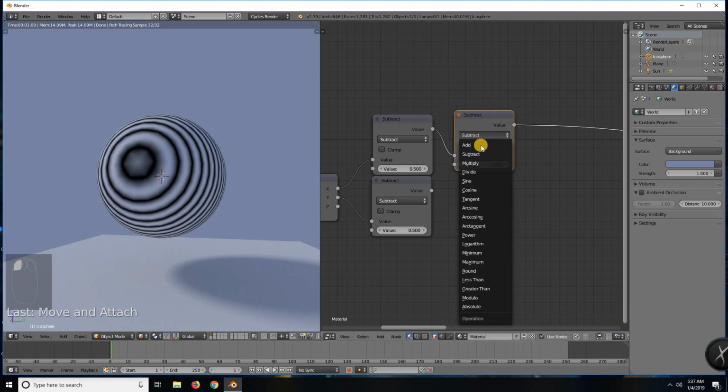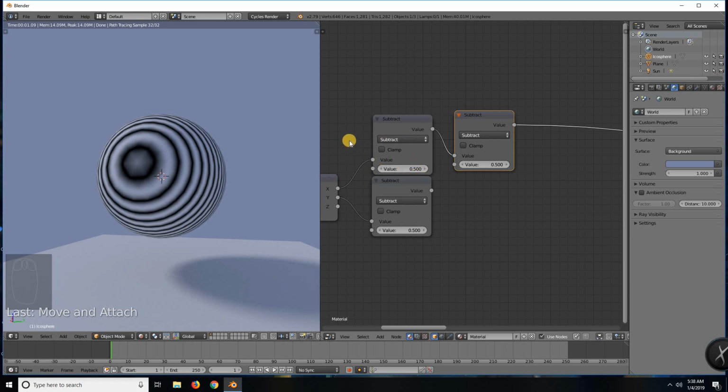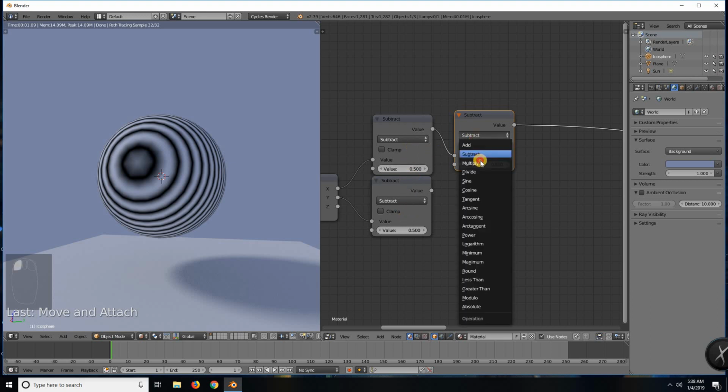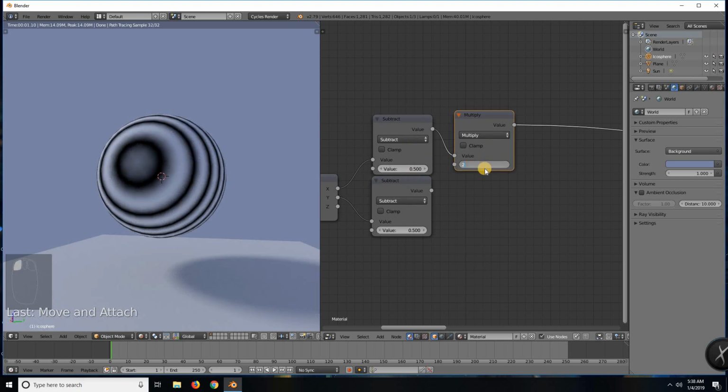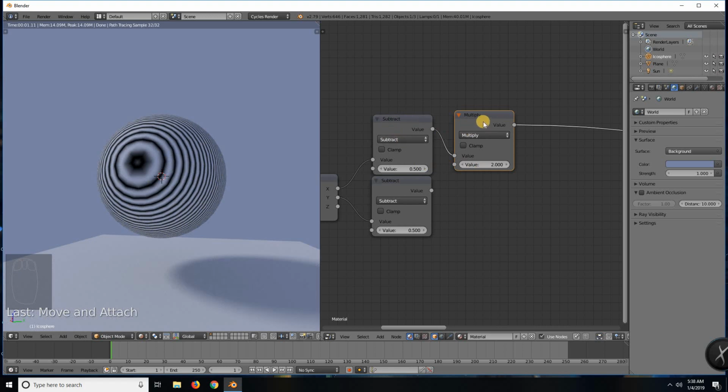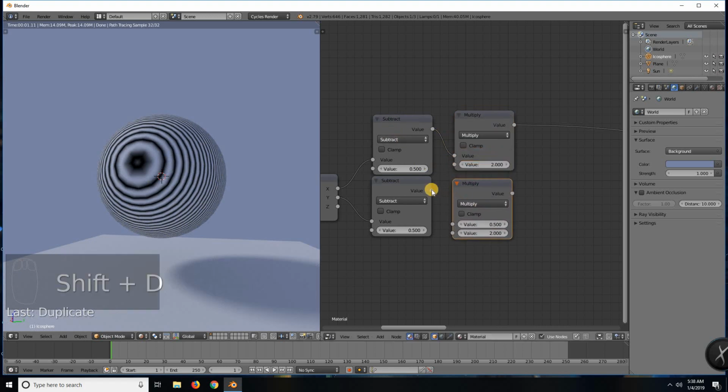The whole reason we're doing this is because we want to take this 0 to 1 value and turn it into a negative 1 to positive 1 value. So we still want that 0 to 1, but we also want to be able to go backwards to negative 1. I guess this was just the easy way to figure it out. So all we have to do is take each of these and multiply them by 2, and we are done.